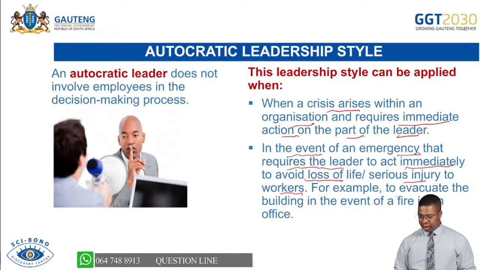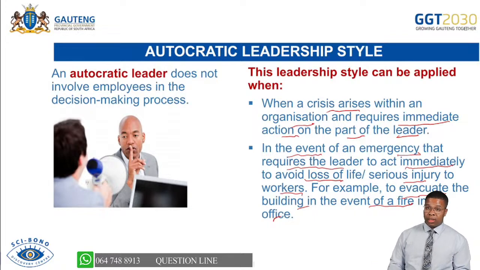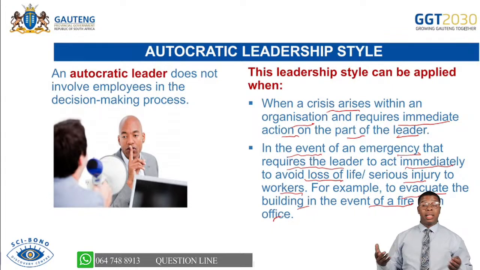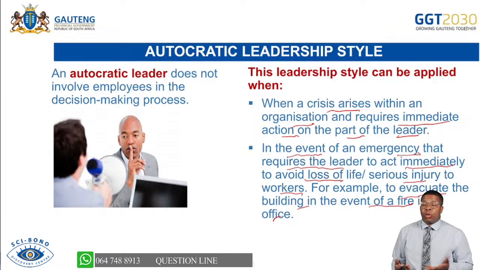For example, to evacuate the building in the event of fire, the leader should use what? Autocratic. That leader cannot say, when the business has caught fire, "Let us meet in the boardroom, and brainstorm ideas on how to get rid of the fire." Because when we brainstorm, the time will not allow. This is a crisis. This is an emergency.